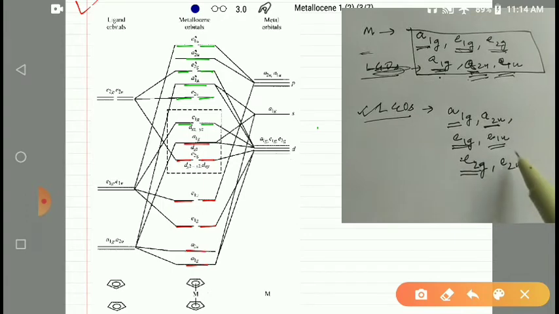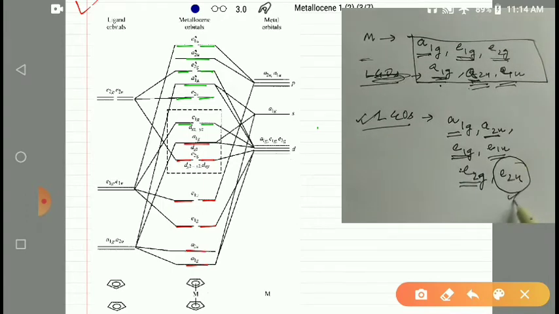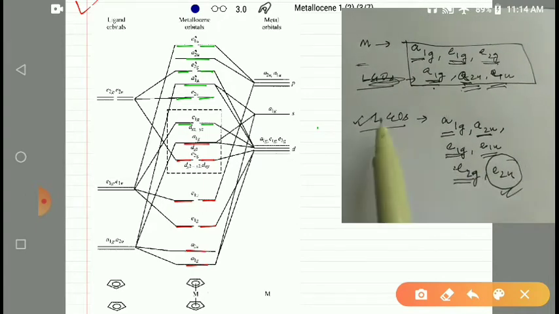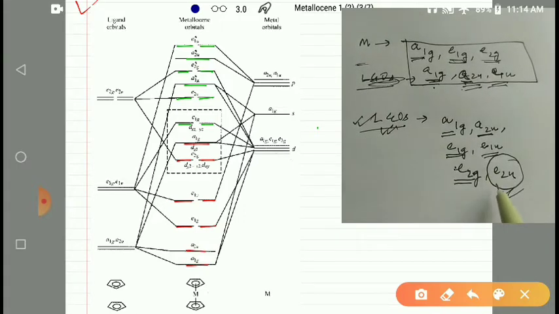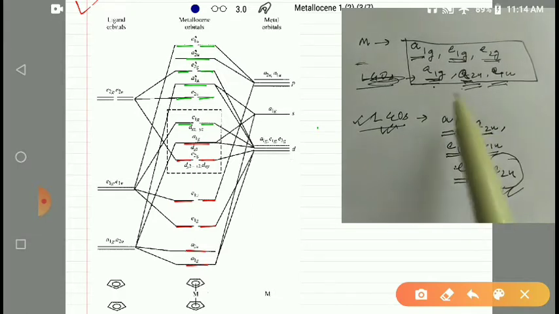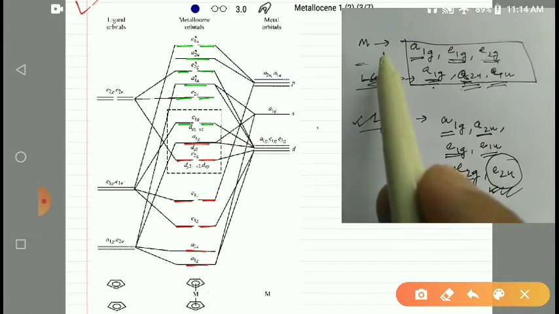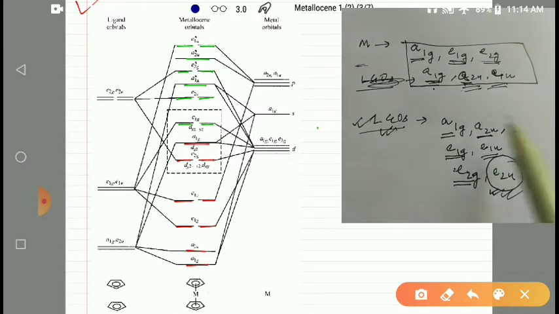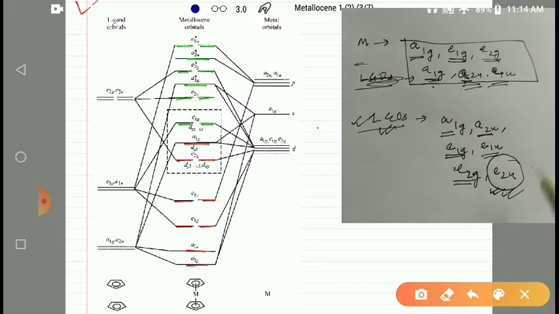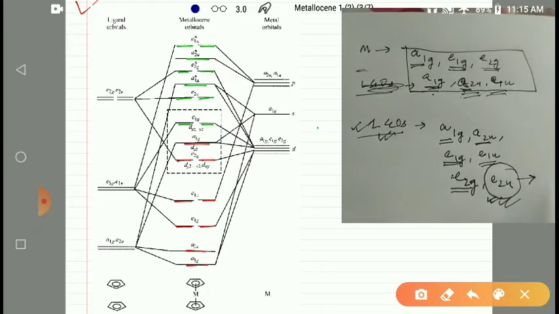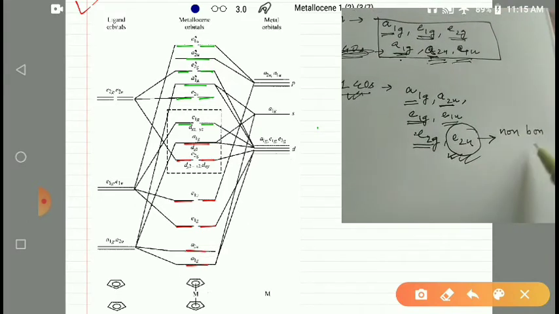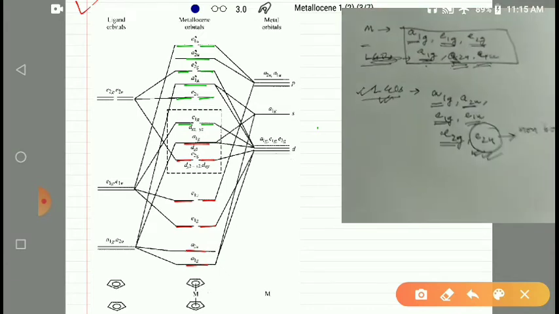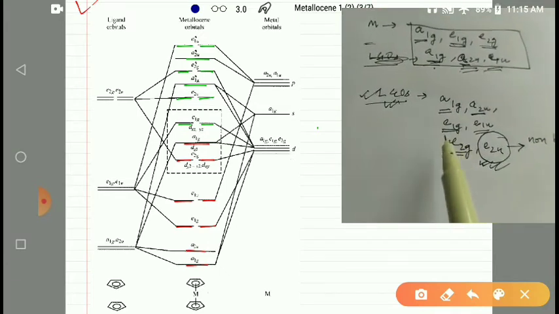Okay, so this one is not present. So that means in ligand group orbitals we observe that E2U is present, but in atomic orbitals of the metal E2U is not present. So this is going to remain as non-bonding. Okay, so this is going to remain as non-bonding orbitals.